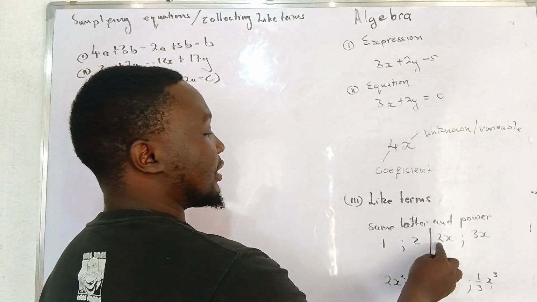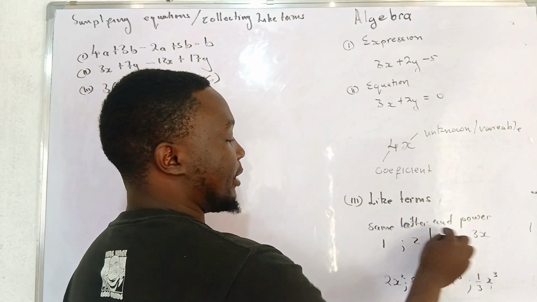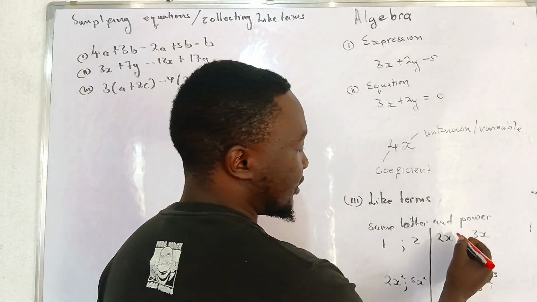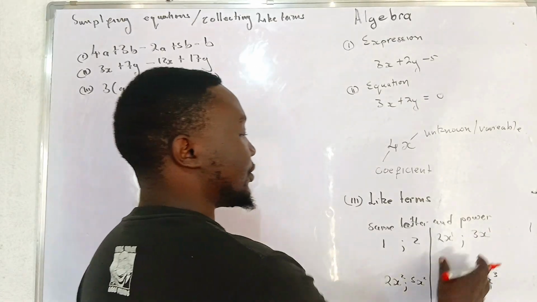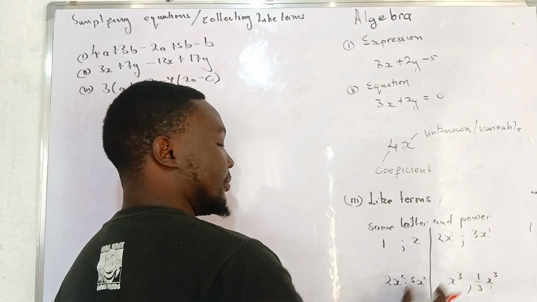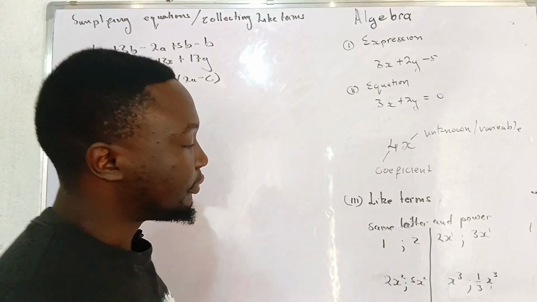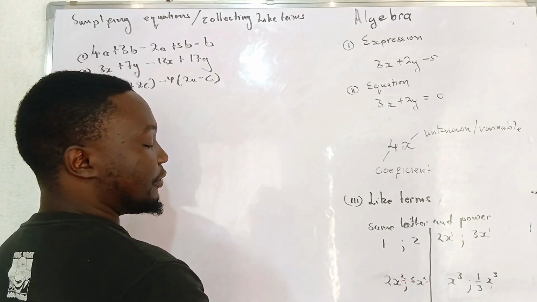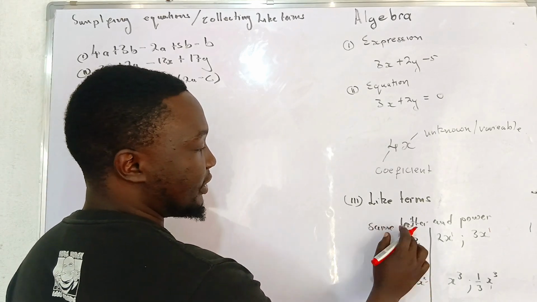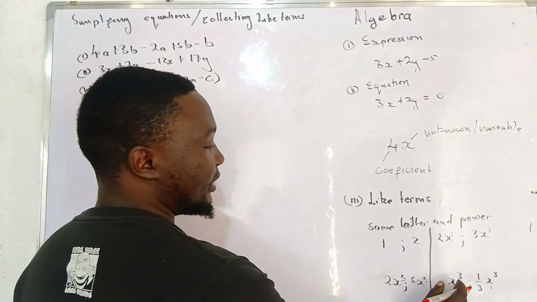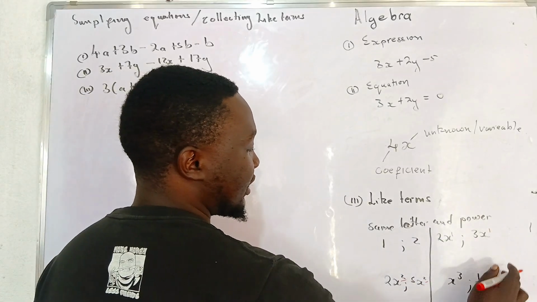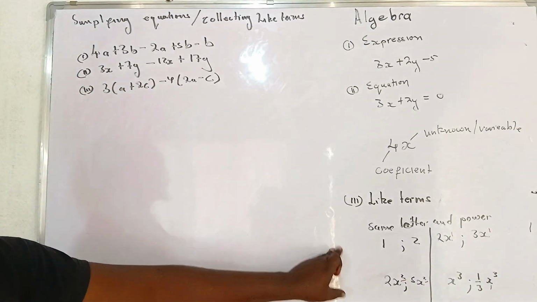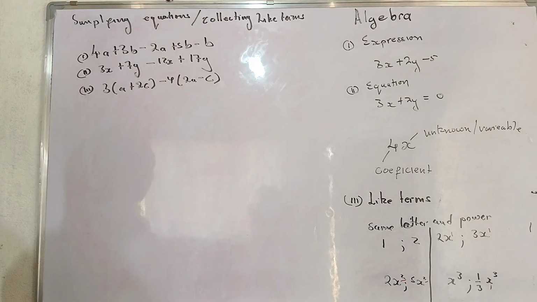They have the same letter with different coefficients, but the same power. They have to have the same letter and power. So this is to the power 1, this is to the power 1, this is to the power 1. So these are like terms. Also, these are quadratic terms. They are to the same power, which is 2, and they have different coefficients, but the same letter and same power. You don't have to look at the coefficients. So that's like terms.